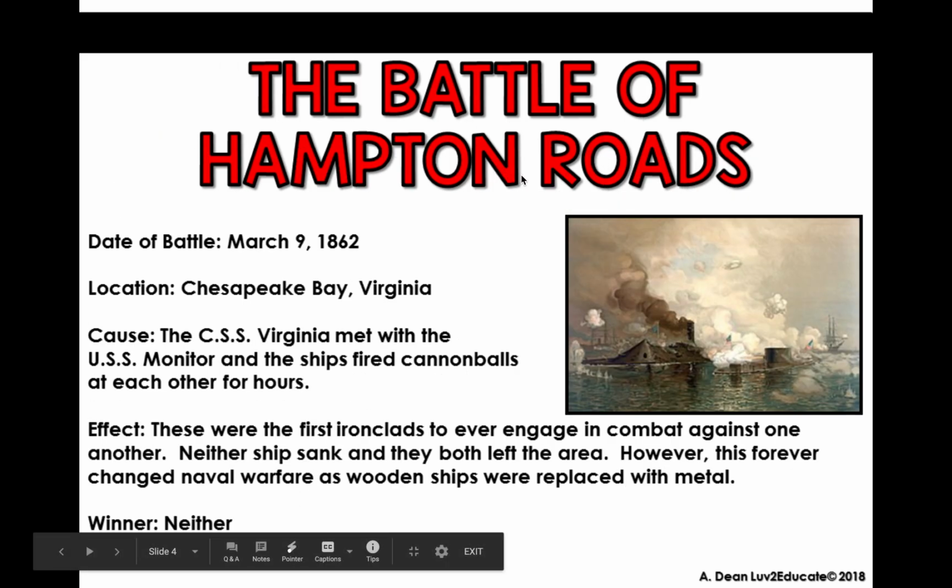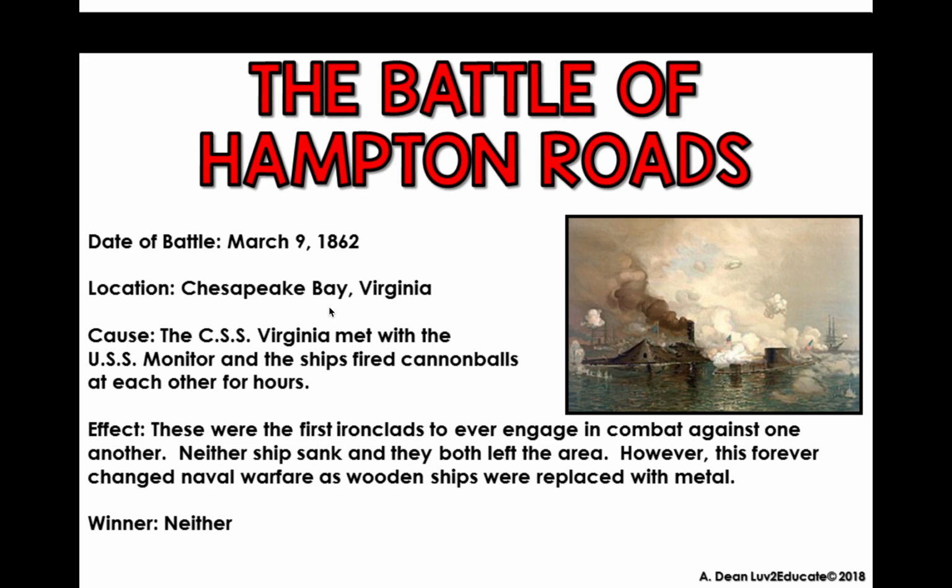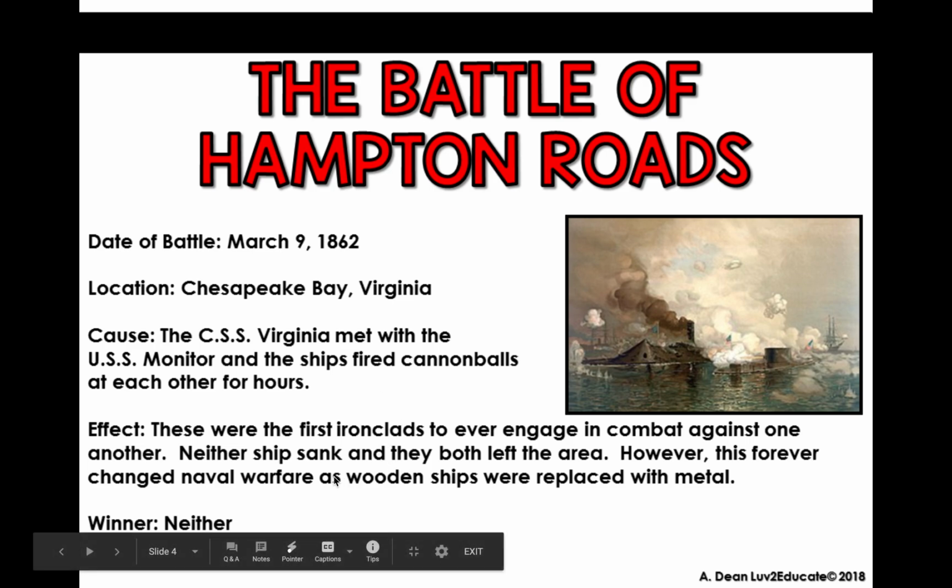Next, we have the Battle of Hampton Roads, which took place in 1862. This one was in Chesapeake Bay, Virginia, and the CSS Virginia met with the USS Monitor, and the ships fired cannonballs at each other for hours. So this wasn't exactly a major battle, right? But this would change naval warfare and the way that wooden ships were used. Instead of using wooden ships, they would start using metal ships. So there wasn't a real winner in this battle. Both ships basically left the area. It would just change the way the war would be fought.